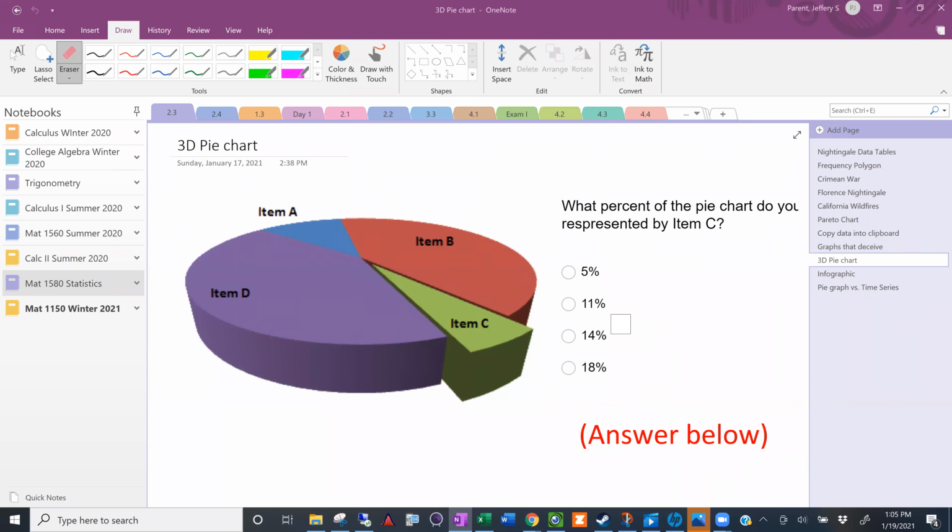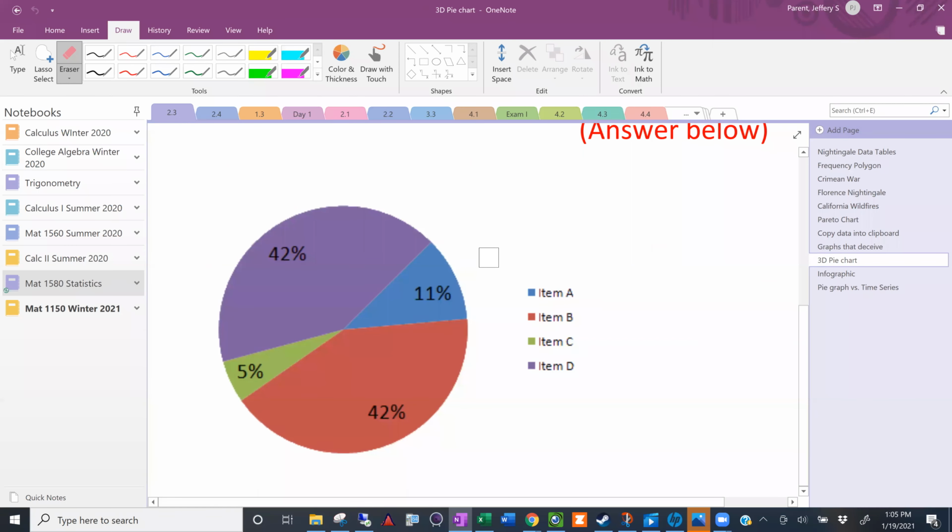All right, so 5% was edged out as a winner, but let's take a look at this in a different way, because right now this is depicted with 3 dimensions. Let's see what it's going to look like if we flatten it out. If we were to flatten this out, we'll take a look at it down below. There we go. So the winner was 11%.